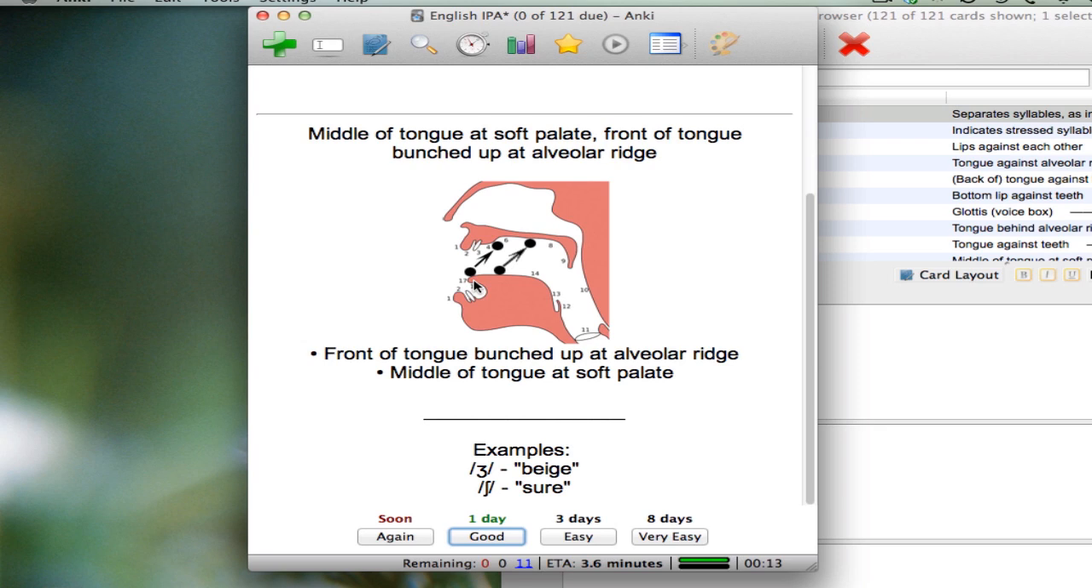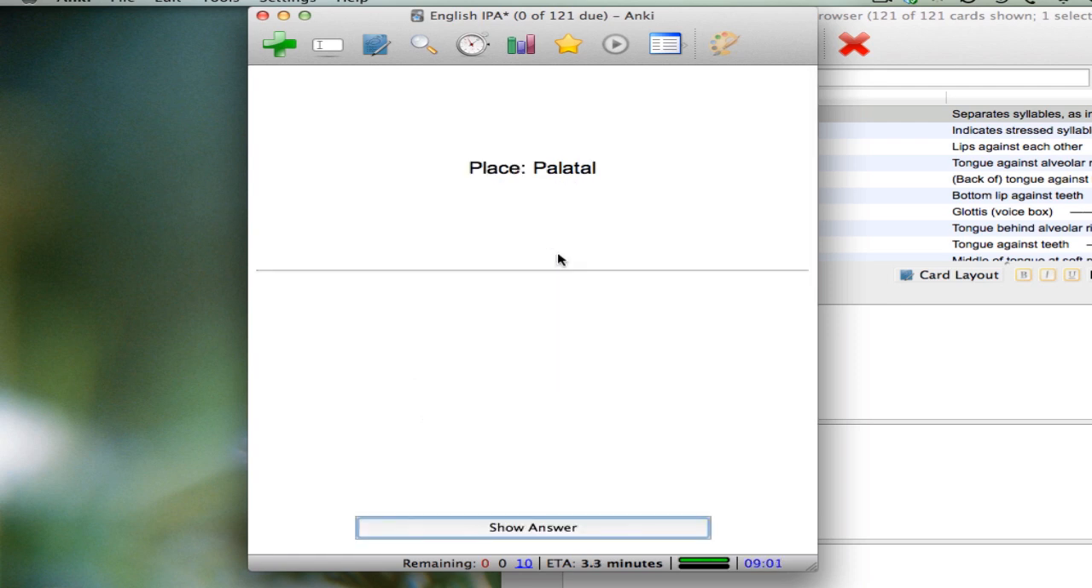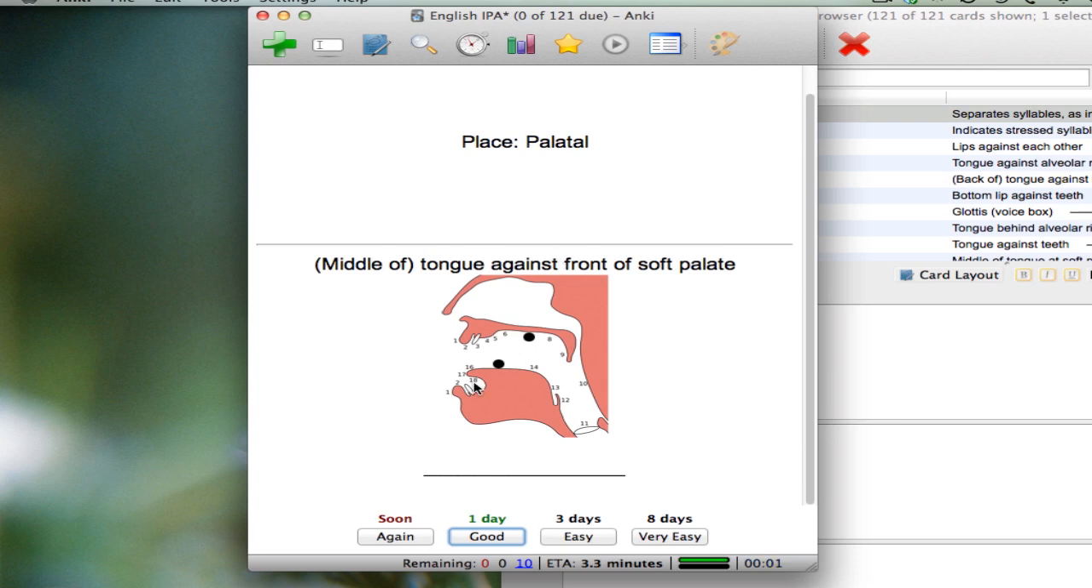It's just to say that the front of the tongue is bunched up around the alveolar ridge, a little bit behind, and the middle of the tongue is at the soft palate, basically like a palatal vowel. Sure or sure, je, beige. Palatal is just the middle of the tongue and up here. Examples would be y.